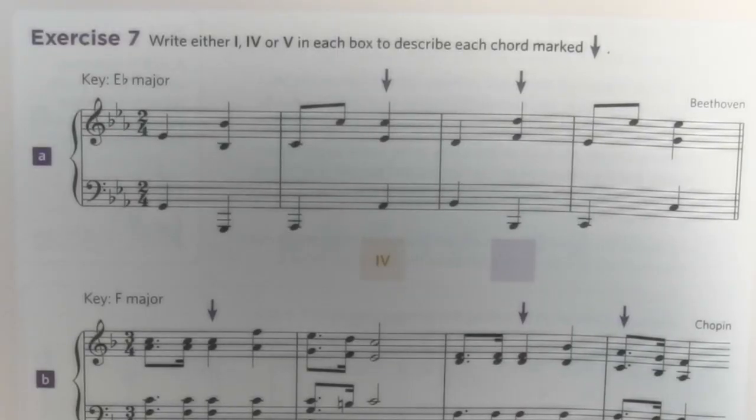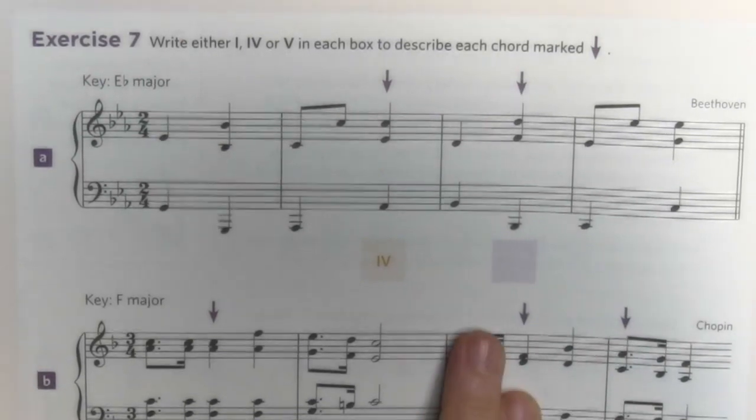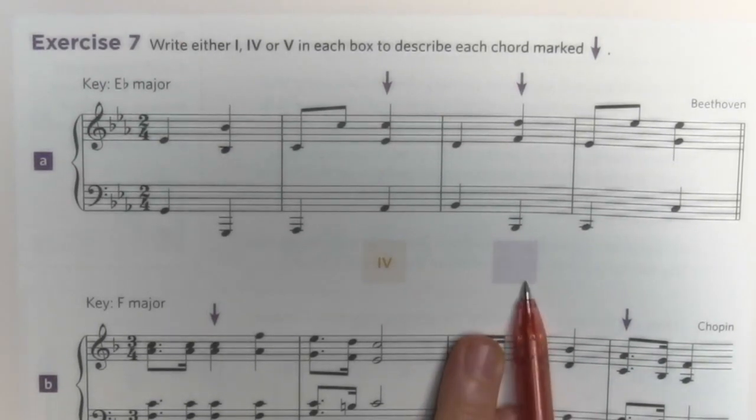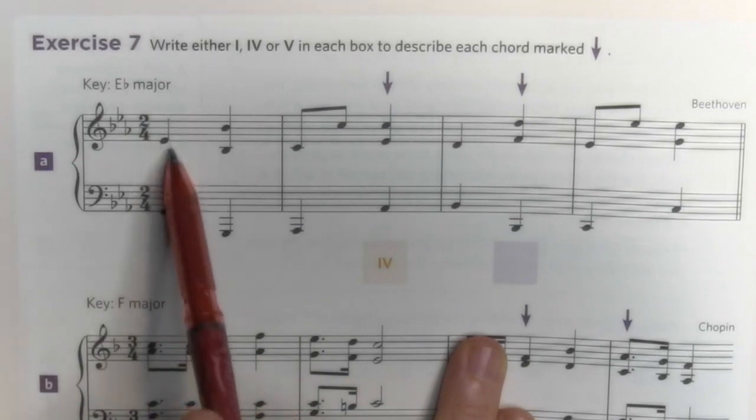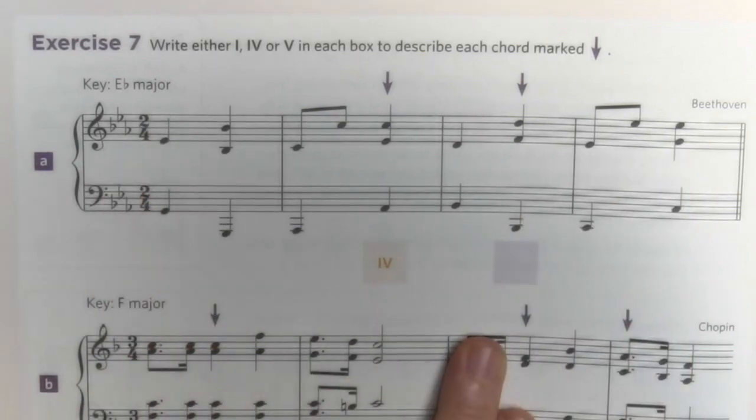Exercise 7 is as long as 2 pages, but don't panic. We don't have much to do. We need to identify the chords and write it down. Okay, we are in E flat major. We have 3 flats and so forth.